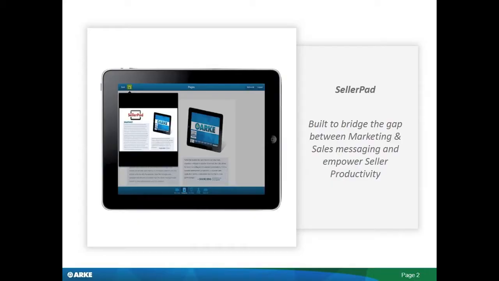I'm Justin Reilly. I head up product, innovation, and digital strategy at Arc Systems. I'm going to talk a little bit about SellerPad tonight. SellerPad is a web and mobile application for distributed sales forces.